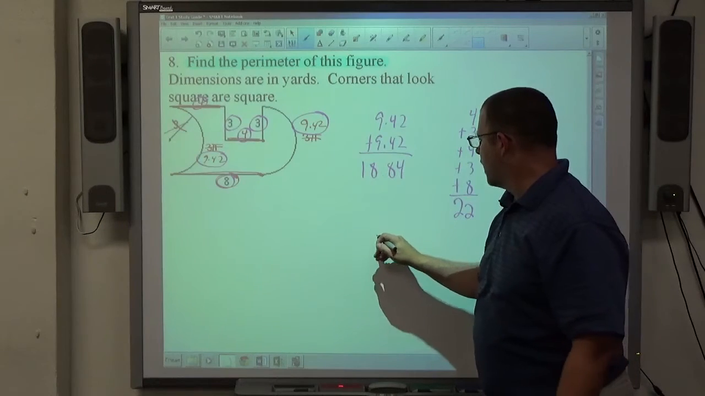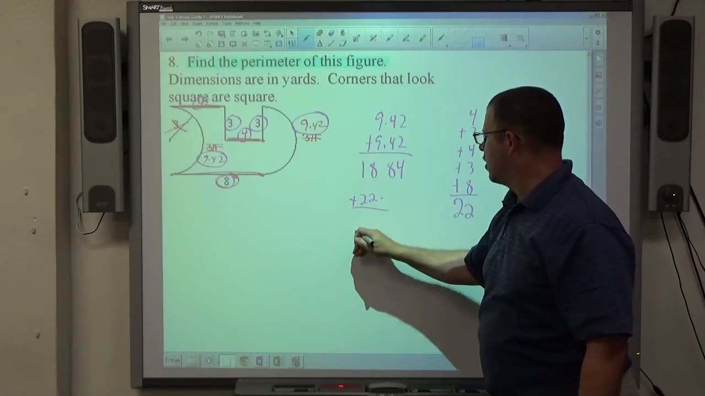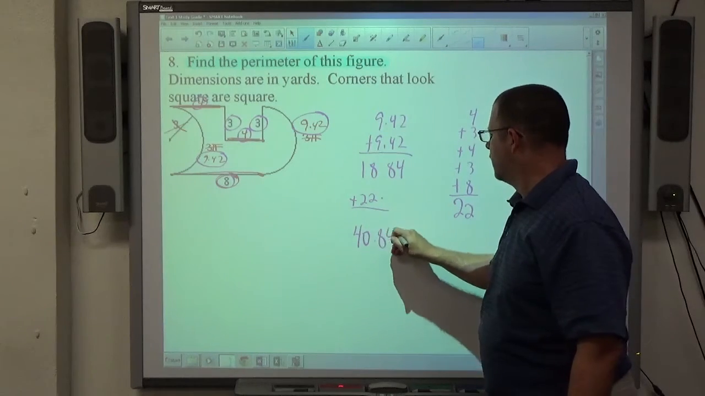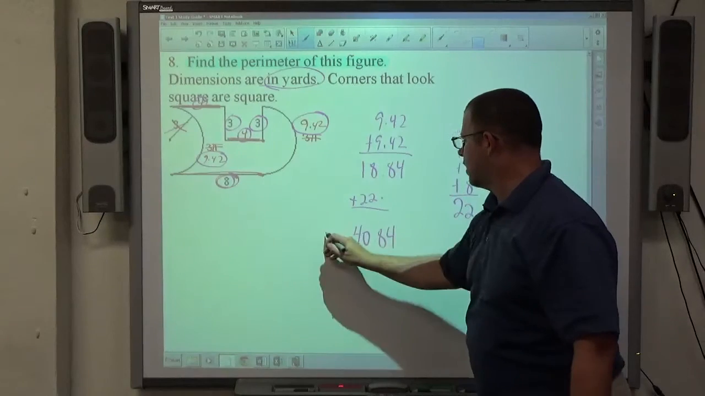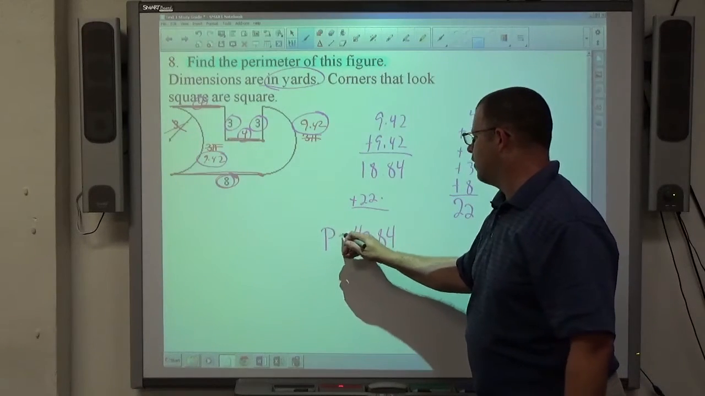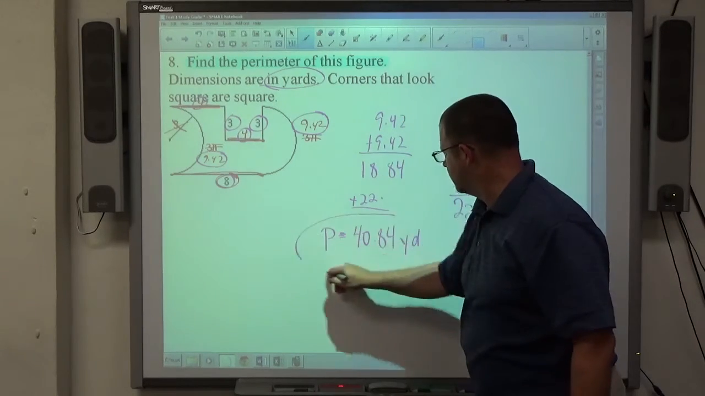22 plus 18.84, adding a decimal point like that just gets me 40.84. Corners look square, square dimensions are in yards, and perimeter is just in units, not to any power. So P equals 40.84 yards.